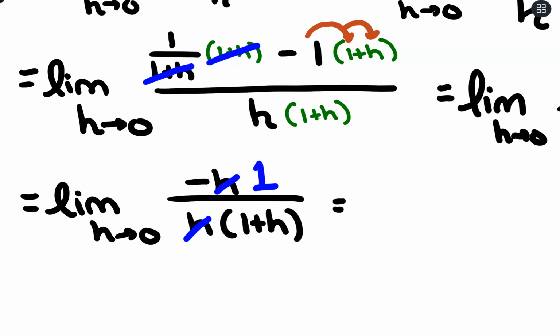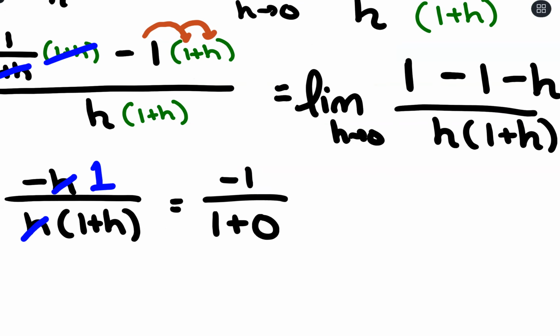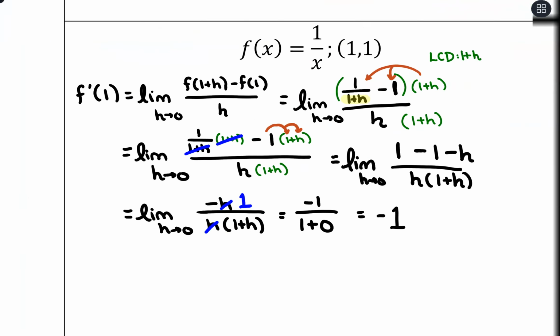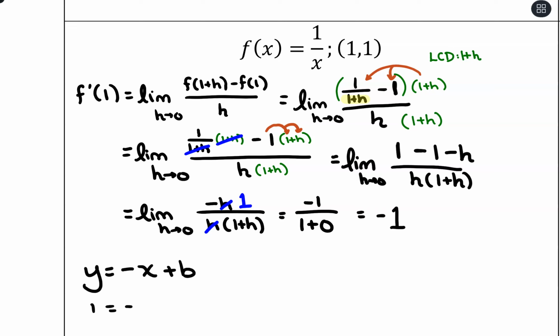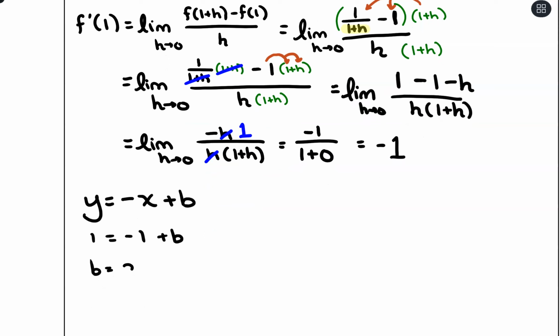And now I'm at a spot where I can plug in h equals 0. So I'm going to have negative 1 divided by 1 plus h, but we'll plug it in as 1 plus 0. So negative 1 over 1 is a negative 1. So our equation of the tangent line will have a negative x plus b, and then plug in our coordinate 1, 1 to solve for b, which will give us a 2. So y equals negative x plus 2.